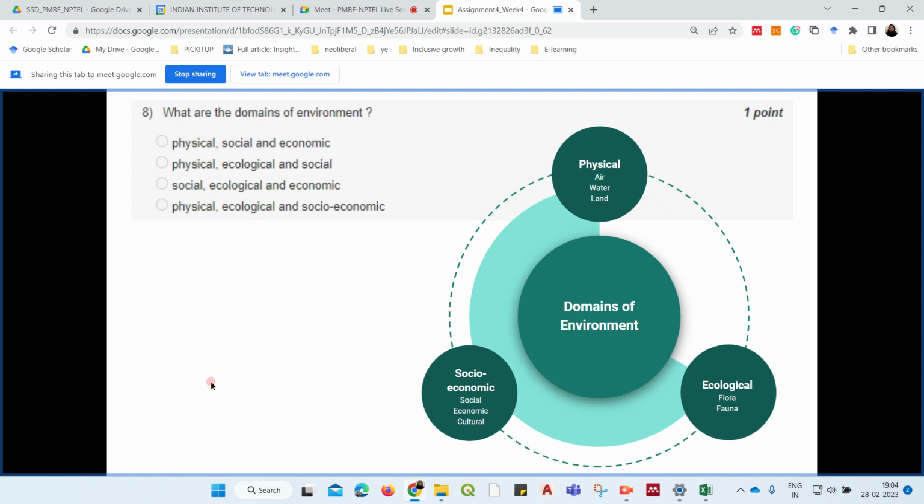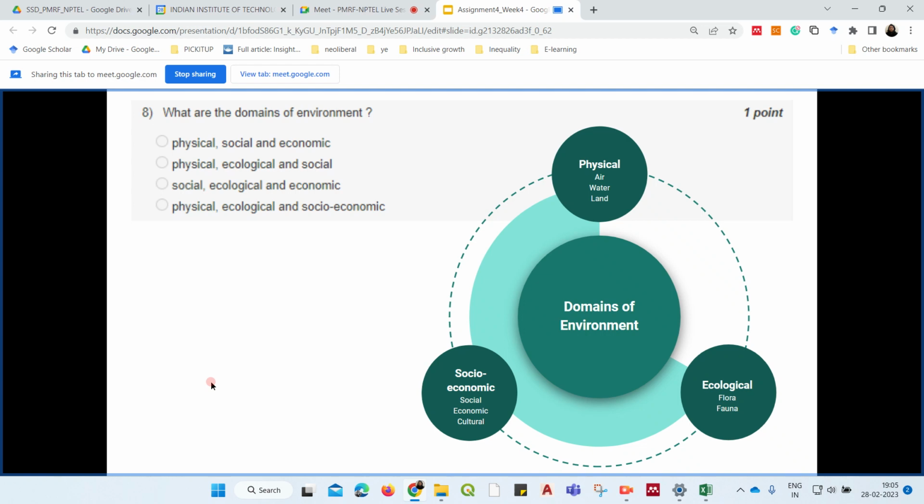Then there is the ecological part of our domain. All the natural living organisms or living beings which are present in the physical domain, but are living beings, that part consists of the ecological domain of the environment. It has two further subdomains, which are flora and fauna. Flora is related to all the plant life, and fauna is related to all the animal life that is present in our environment. So that is the ecological domain of our environment.